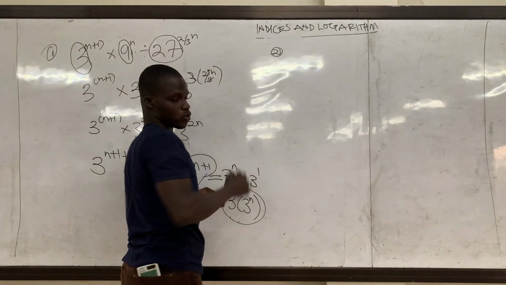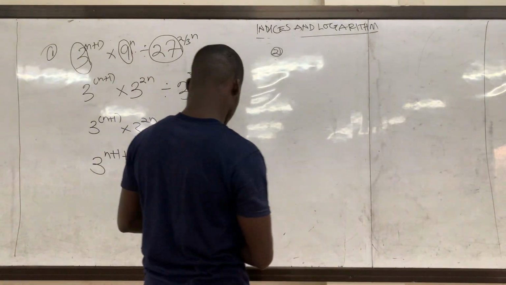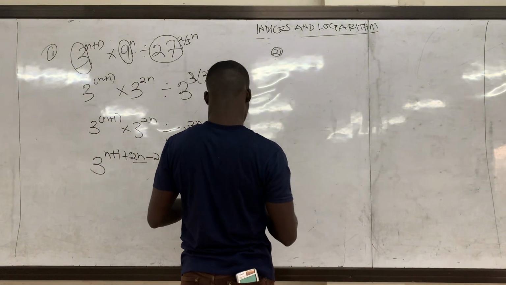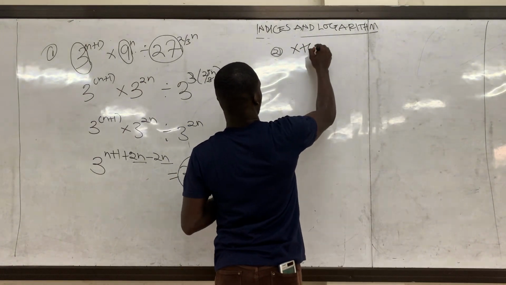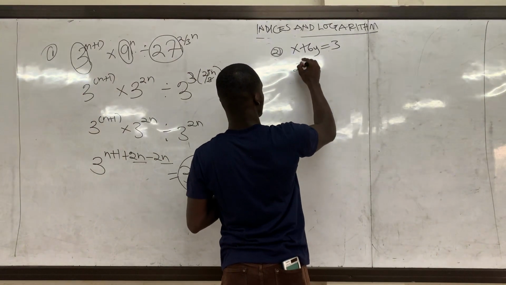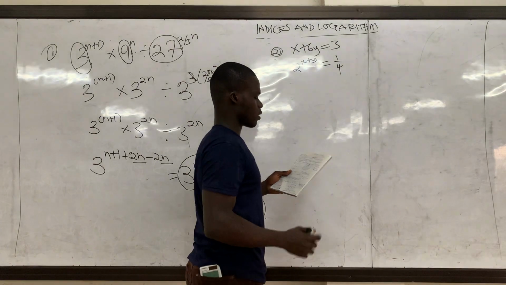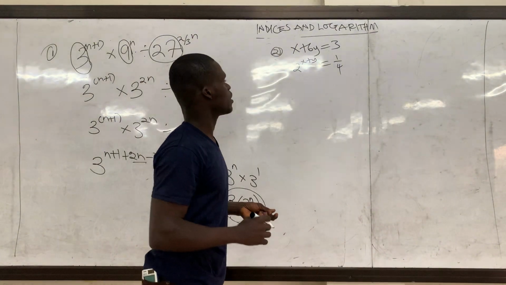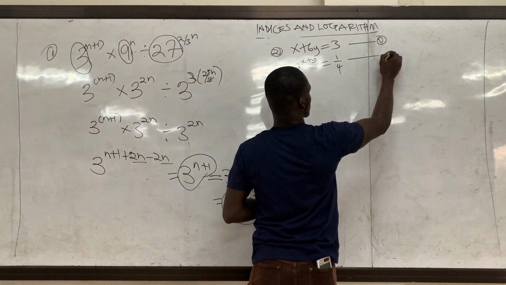Let's consider number 2. Okay, so we have x plus 6y equal to 3, and 2 exponent x plus y equal to 1 over 4. So this is actually a simultaneous equation. You can call this equation 1, and call this equation 2.